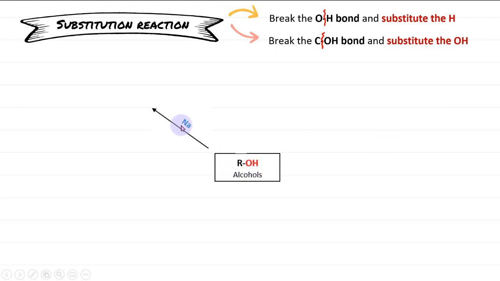So when you react with sodium, for this case, we are breaking the OH bond. So hydrogen is substituted with the sodium cation. You are forming a sodium alkoxide, an ionic salt, and then it will release hydrogen gas. Reactions between alcohol and a metal release hydrogen gas.